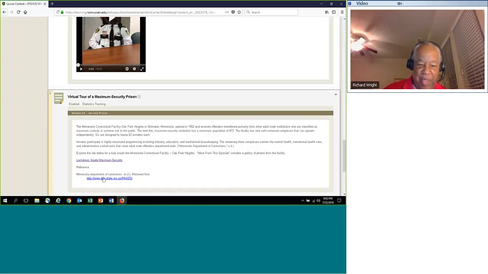But check this particular page from the Minnesota Department of Corrections, and you can find some information. For those of you who are from Minnesota, you'll be able to find out information, and it explains one of their facilities. So that's a little plus for those of you who are in Minnesota.